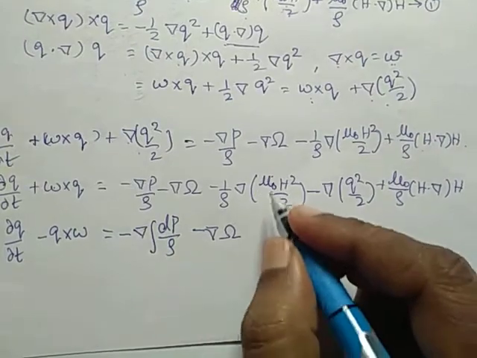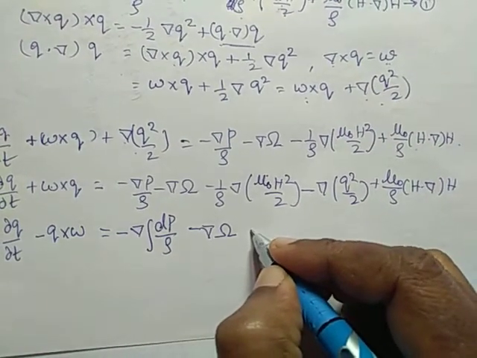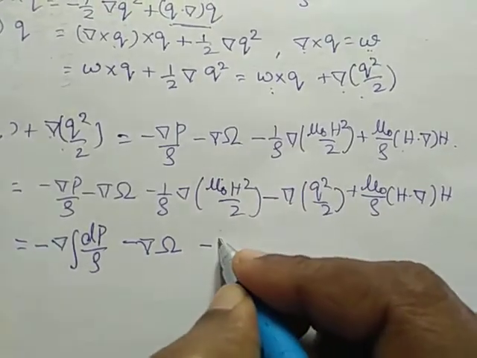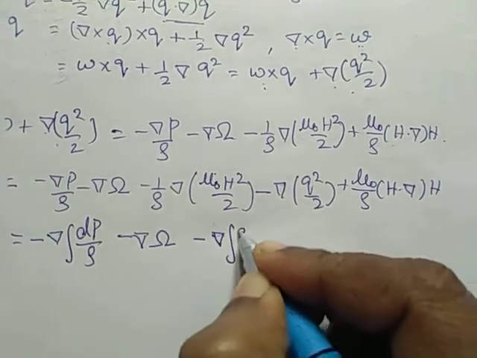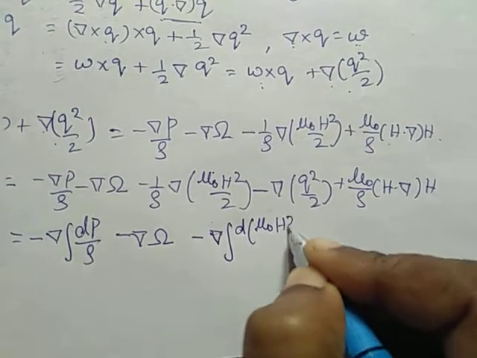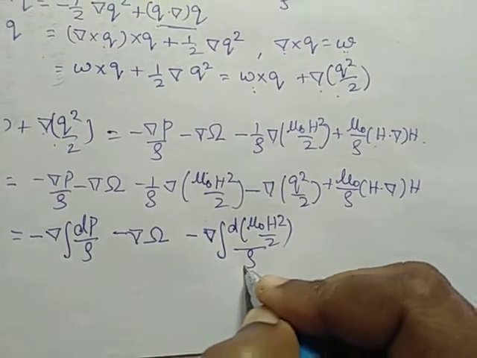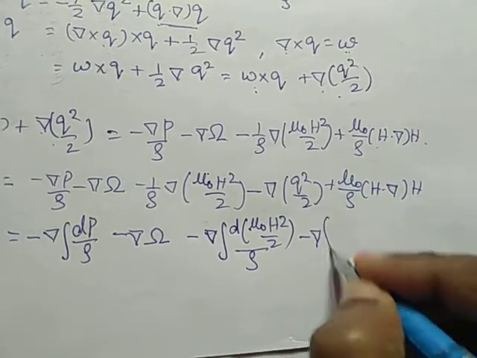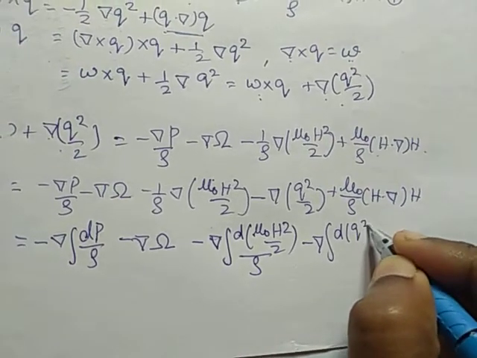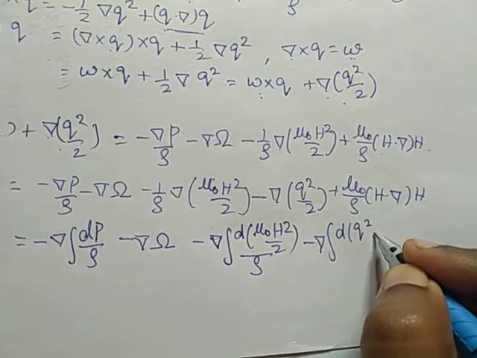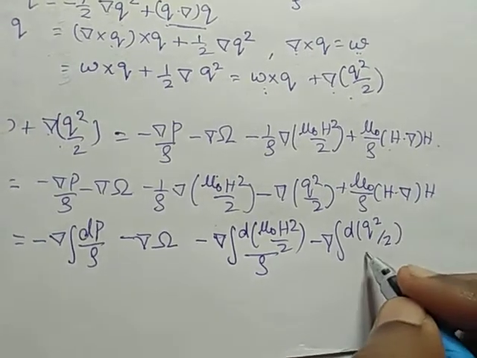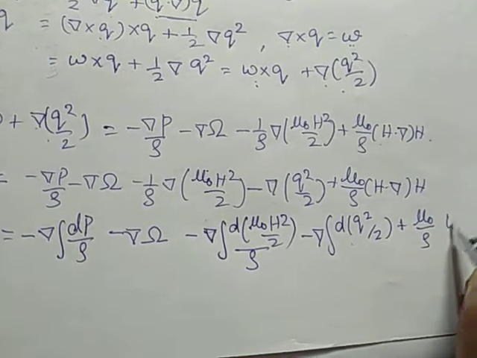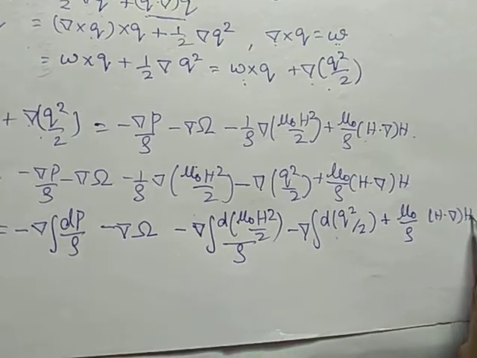Here this term, minus del integral of d mu naught h square by 2 by omega, and this also can be written as minus del integral of d q square by 2, and last term mu naught by rho h dot del remains as it is.